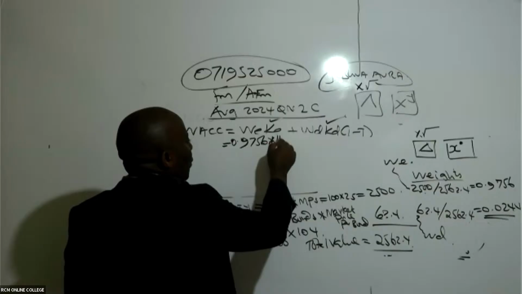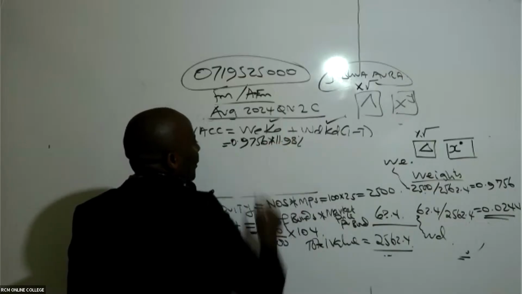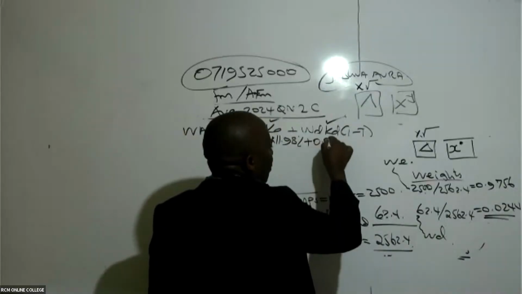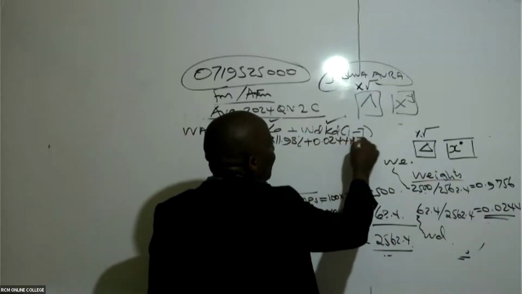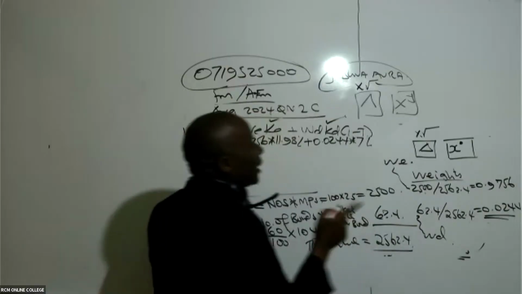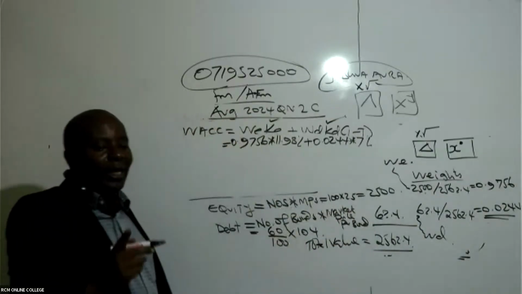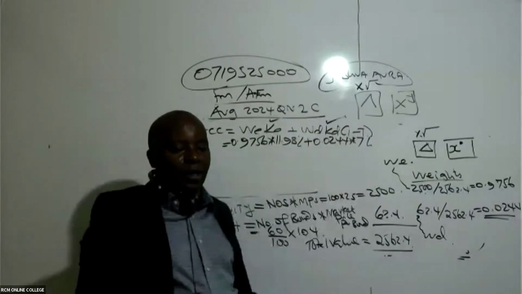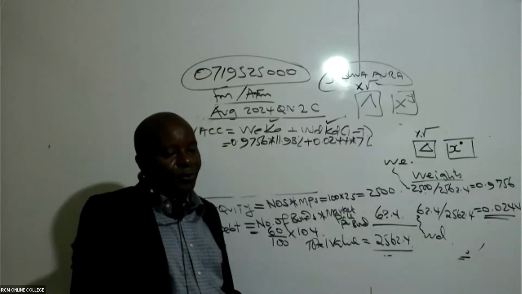Cost of equity, we got 11.98%. The weight of debt, ladies and gentlemen, is 0.0244. Cost of debt is 7%, and don't adjust it for tax, because they gave us the cost of debt after tax.